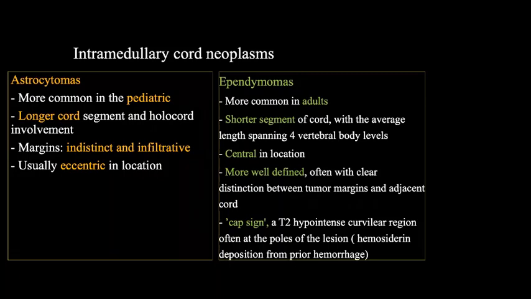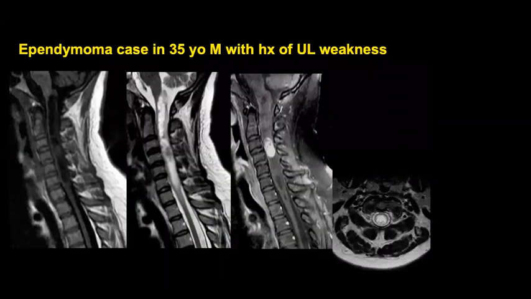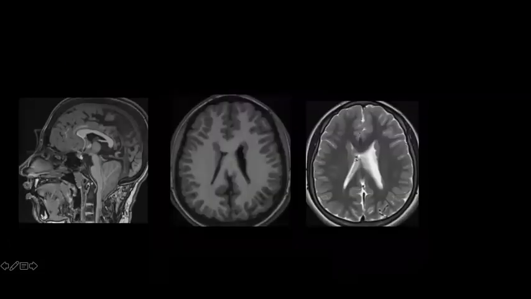And then usually the margin is indistinct and it's more infiltrative and eccentric in location. Compared to ependymoma, again, it's a shorter segment, central in location, more well-defined, and it has the cap sign, which is on T2 or susceptibility signal. So then you will see an area related to hemosiderin deposition around the poles of the tumor. And that's an example of ependymoma in a 35-year-old. So it's more well-defined and more central in location in an adult patient. Okay, next case.